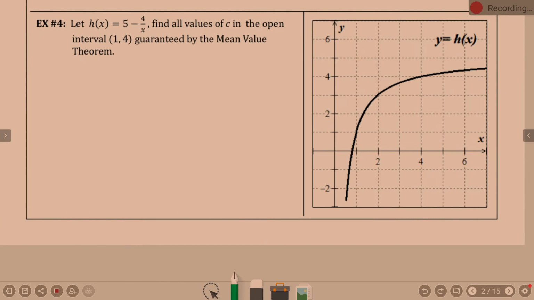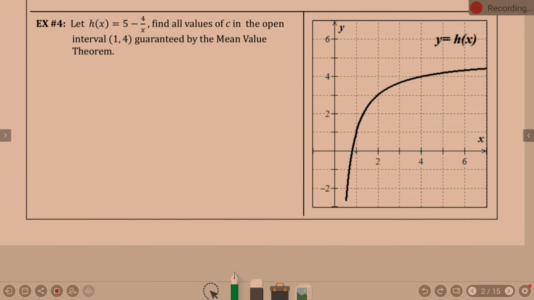Example 4. Let h of x equal the given equation. Find all values of c in the open interval 1 to 4 guaranteed by the mean value theorem. Okay, so my interval is 1 to 4. What's the first thing I should probably double check in terms of mean value theorem? Is it continuous and differentiable in that area? Just a visual check, right? It's continuous and differentiable. And that's something we want to check.